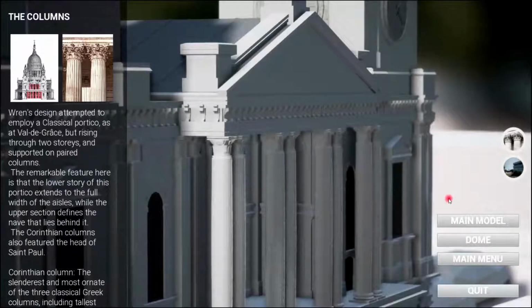Corinthian column, the slenderest and most ornate of the three classical Greek columns, including tallest base of the three classical Greek orders. Corinthian capital, ornate capital decorated with 2 rows of acanthus leaves, volutes, and a fleuron in the middle of the abacus atop the capital. Corinthian shaft, slender fluted shaft, 24 flutes, Roman Corinthian order. The main difference is that Romans used smooth, as opposed to fluted, shafts.